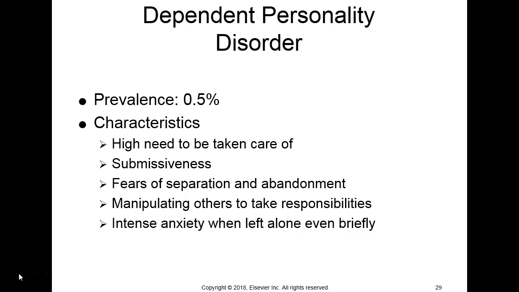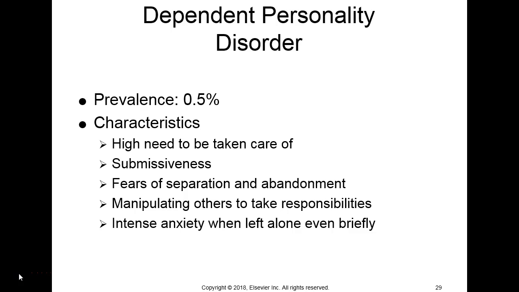They may manipulate others to take responsibilities because they don't feel that they can perform those responsibilities, and so they want other people to do them. They're dependent on others for things that they could be doing themselves or should be doing themselves. And they might have intense anxiety when left alone, even if it's for a very brief time period. So people that have this dependent personality disorder really have a hard time functioning as a fully functional independent adult.